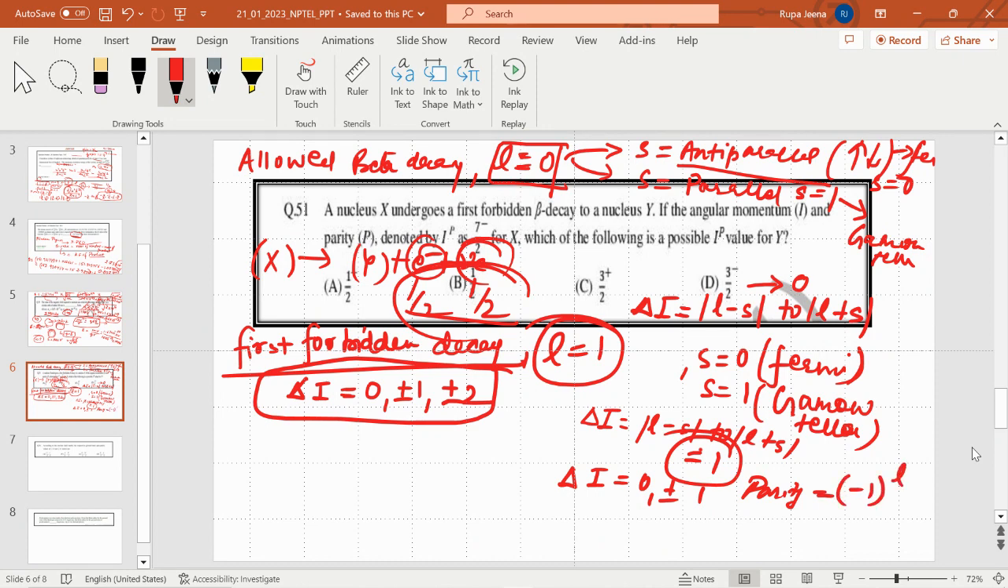Minus 1 raised to the power L, and L is 0. So that means minus 1 raised to the power 0 is 1. That means parity is not changing. Now for the second forbidden beta decay.